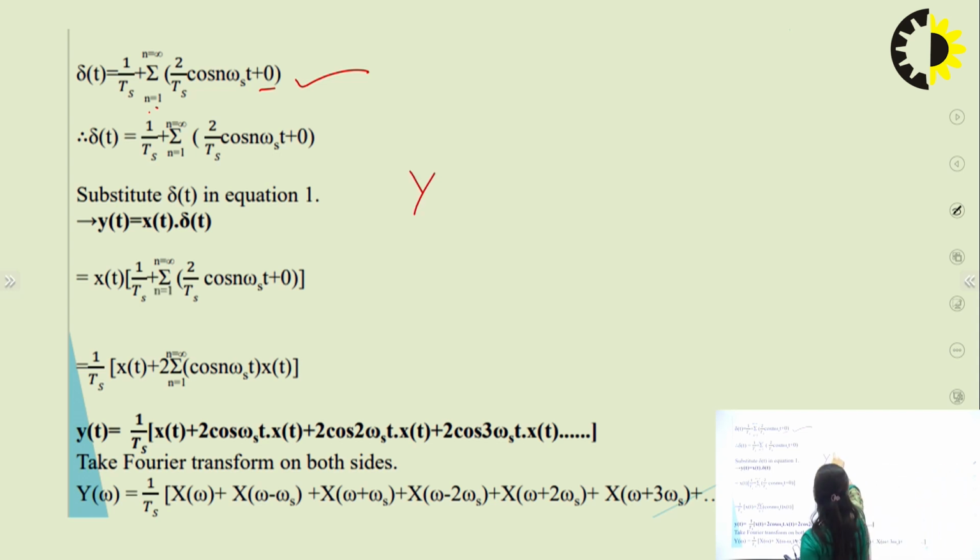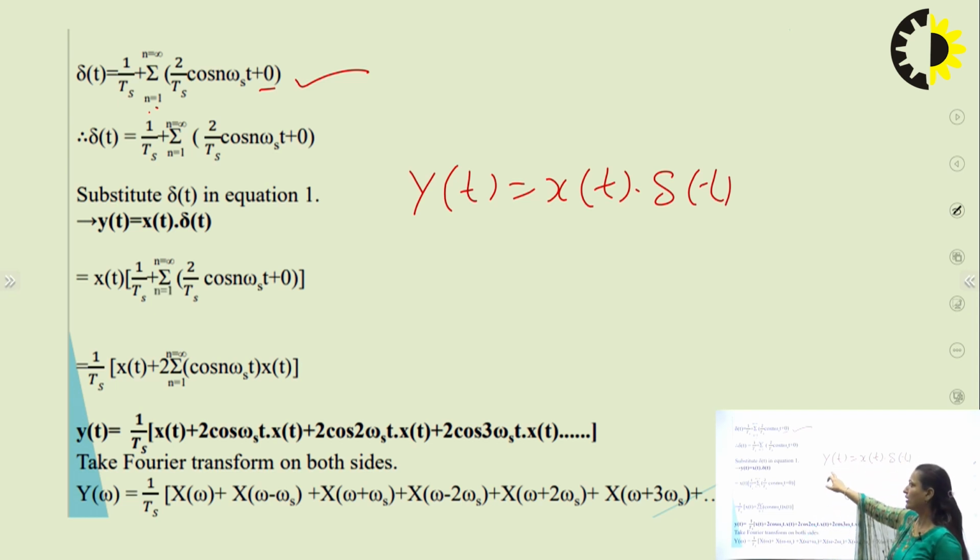What is your equation 1? It is x_s(t) = x(t) into δ(t). So x(t) will be multiplied with δ(t). So here x(t) into δ(t) is 1 upon Ts plus the summation with n varying from 1 to infinity of 2 by Ts cos(n ωs t). This is the multiplication.